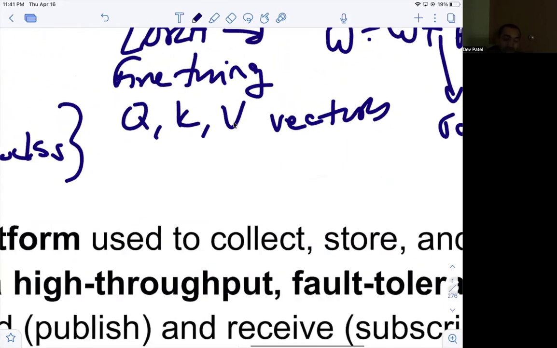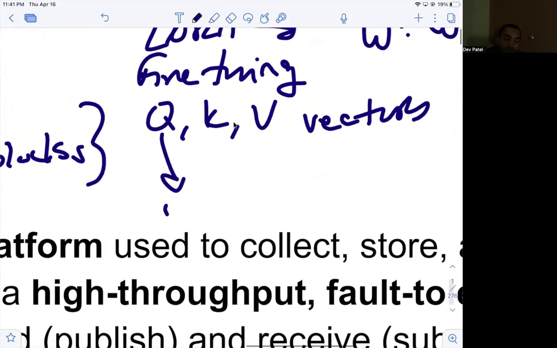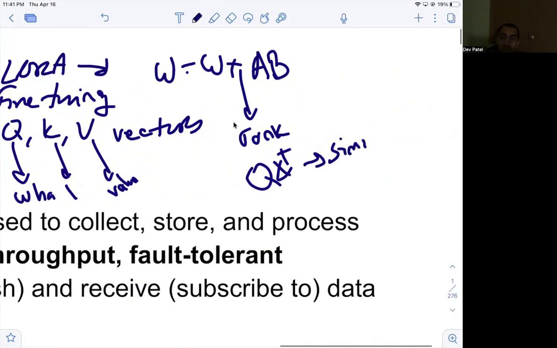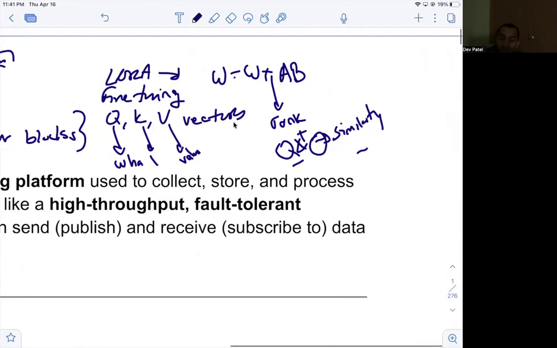QKV vectors. Q is: what am I looking for? Key is: this is what I offer. V is the value that this vector offers if it were to be selected. The dot product of QK^T represents the similarity across different tokens. A high similarity means that this token should pay more attention to this token. Low similarity means that they are dissimilar and they should not pay close attention to them. And then after we do our dot products with Q and K^T, we do the softmax normalization to get a distribution over all the tokens that it should pay attention to.